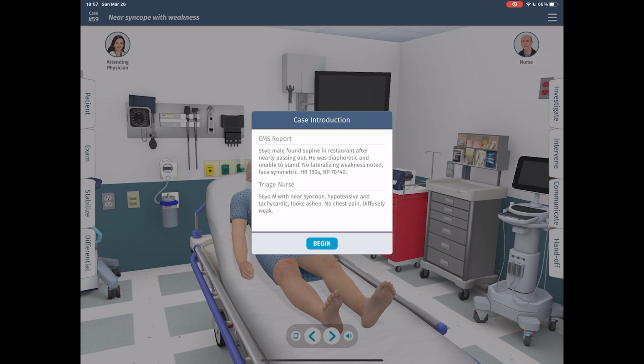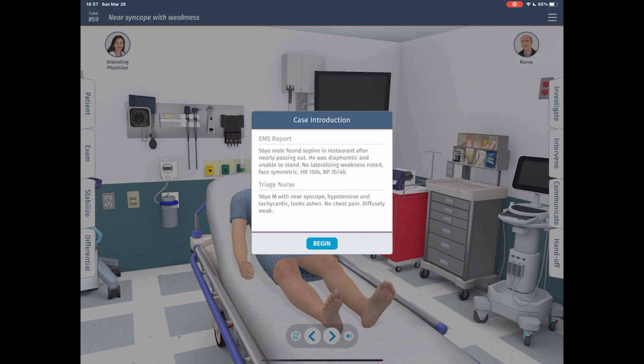So I've selected a random case here. I want to give you a review of the simulation as well as work through this case and see how it goes. This is the start of the case. This is case number 59, near syncope with weakness.